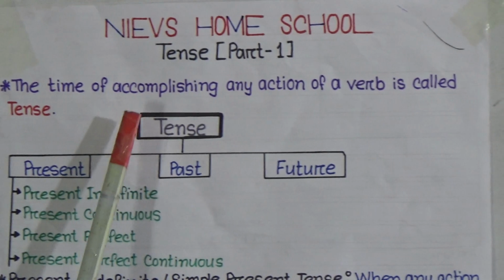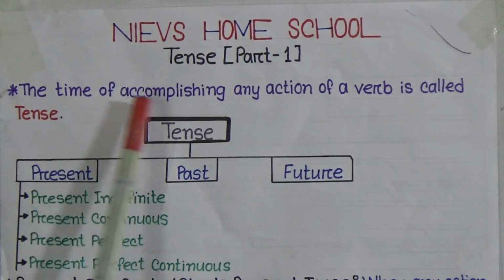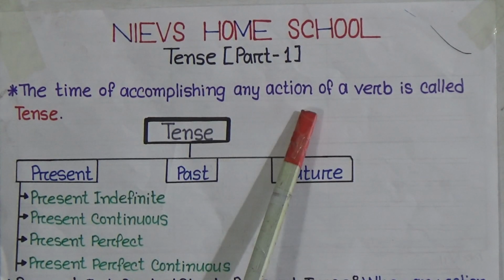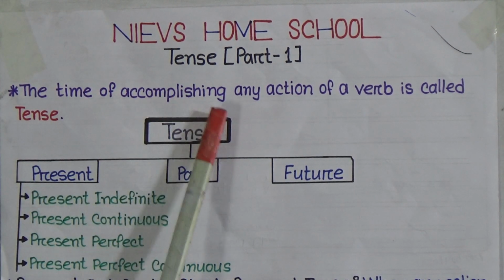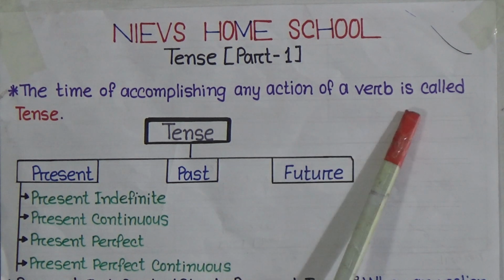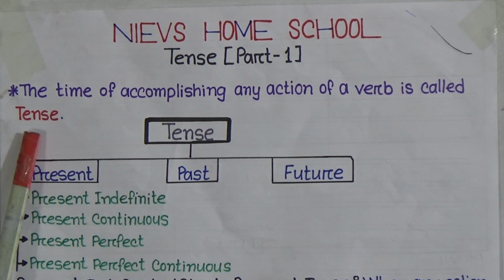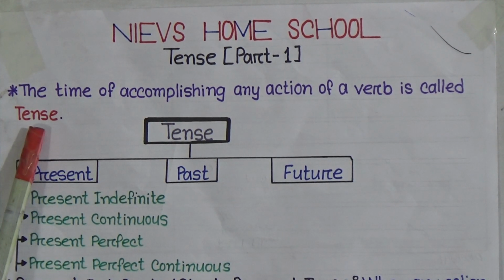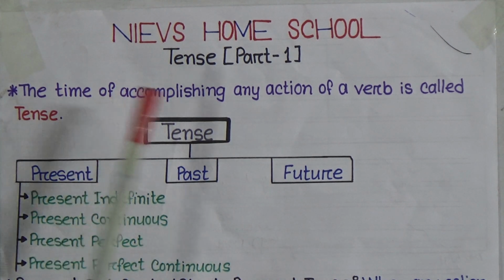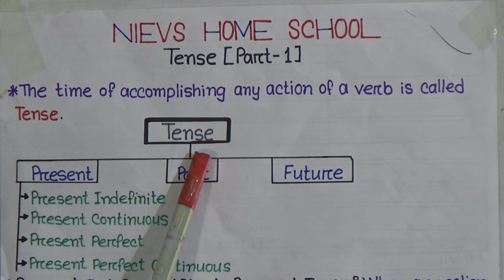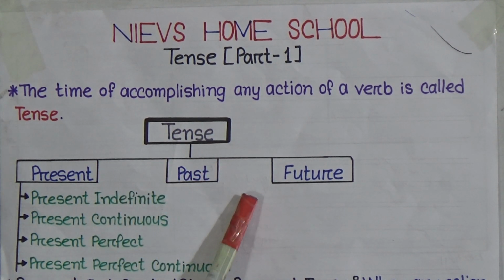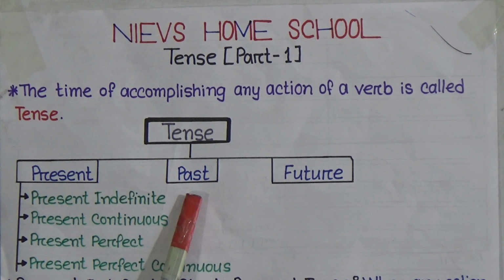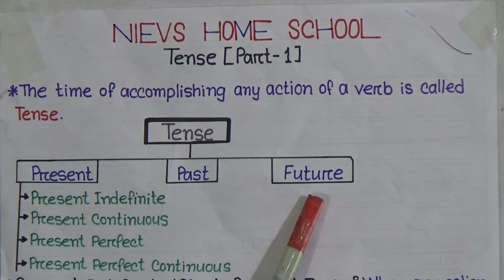The definition of tense: the time of accomplishing any action of a verb is called tense. So we know what is tense. And students, do you know how many types of tense are there? There are 3 kinds of tense, and they are present tense, past tense, and future tense.